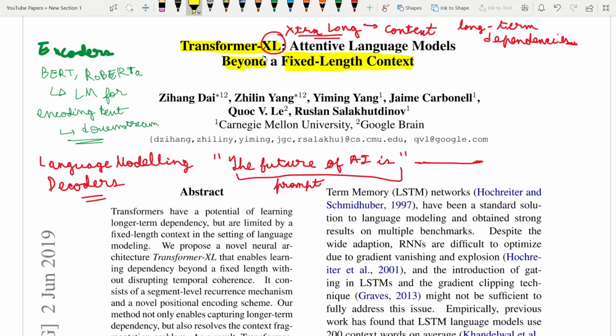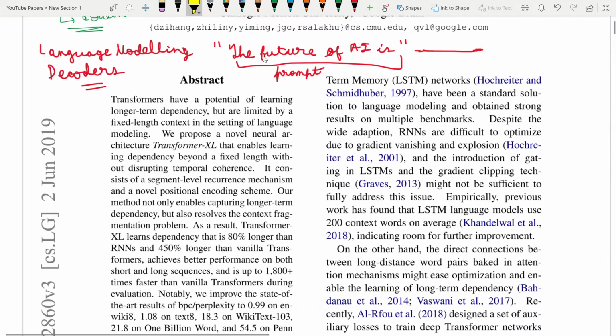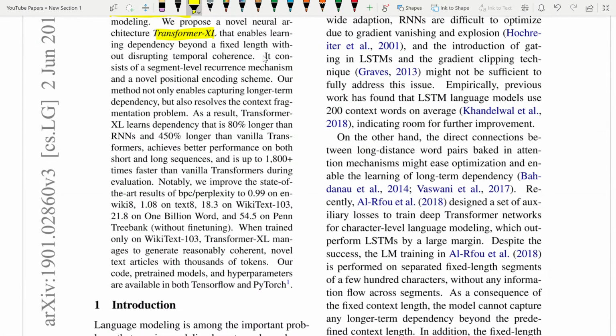Okay, so let's move on. Over here, as you can see, transformers have a potential of learning long-term dependency. Yeah, they have a potential, however they are limited by a fixed length context. That is where Transformer XL comes in, and there are some jargons over here. Dependency beyond a fixed length, of course, learning dependency beyond a fixed length without disrupting temporal coherence. What this temporal coherence means, we'll come to it in a bit.